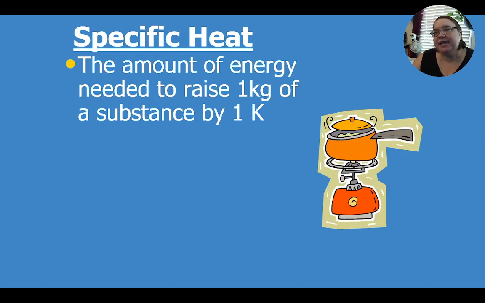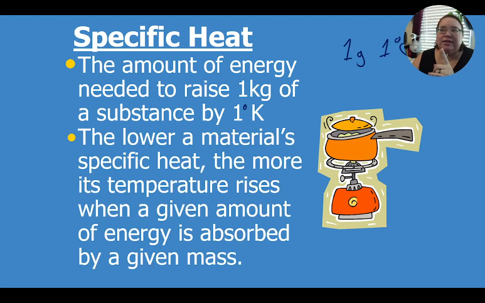So specific heat is defined as the amount of energy needed to raise 1 kilogram of a substance by 1 degree Kelvin. Can also be defined as 1 gram per 1 degree Celsius. But either way, we're looking at the energy needed to increase a specific amount of a substance a specific temperature, and that's 1 degree. Remember, 1 degree Kelvin and 1 degree Celsius is still 1 degree.